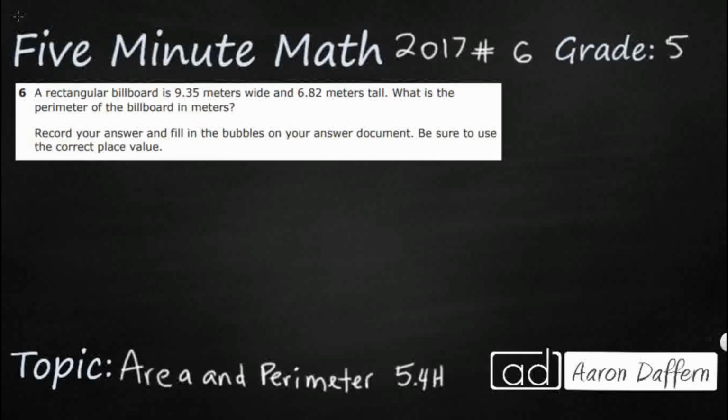Today we are looking at the 5th grade concept of area and perimeter. This is standard 5.4H in the great state of Texas, and we are using item number 6 of the 2017 released STAAR test. If you have not done so already, please go ahead and take a moment to pause the video, work this problem out on your own, unpause it, and then we will look at our answers together.